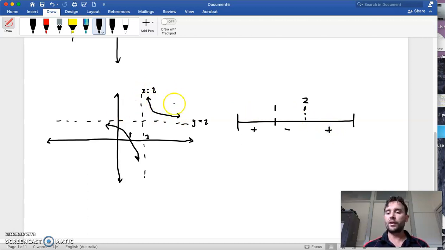That's all that a sign diagram is, stating the function of x: is it positive, is it negative, the y value. And just remember that there is an asymptote labeled there for my x values.